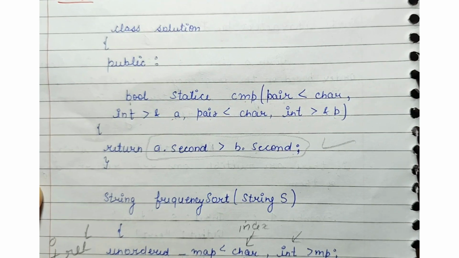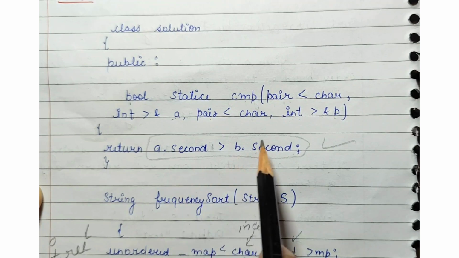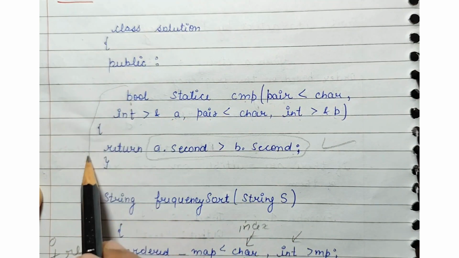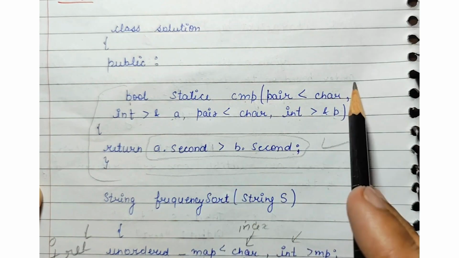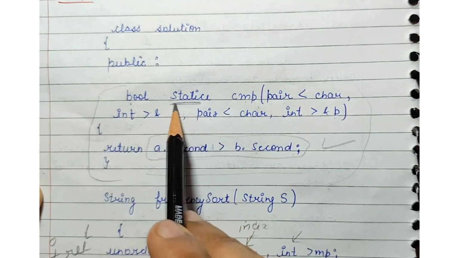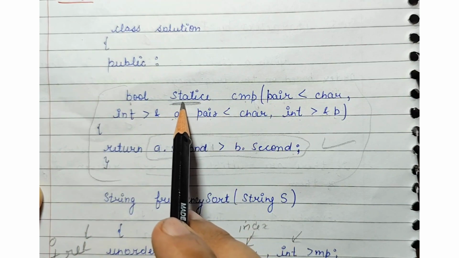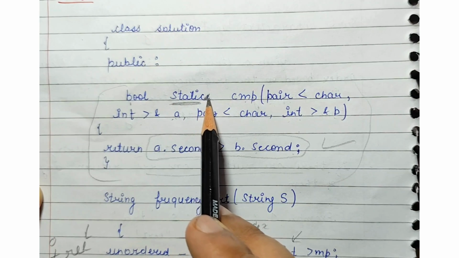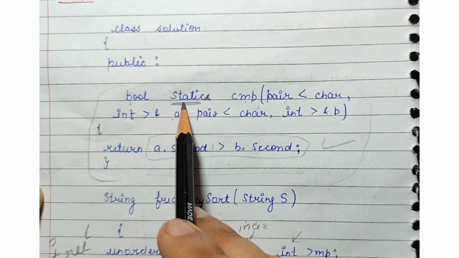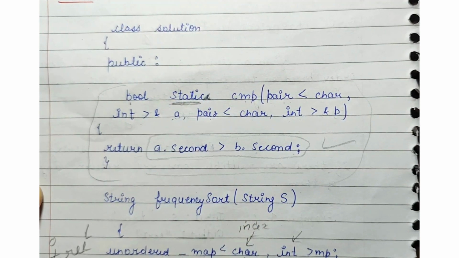So in this video you can learn how to write this comparator function, and we have to create this comparator function as static. If you forget to include the keyword static, the compiler gives you an error.